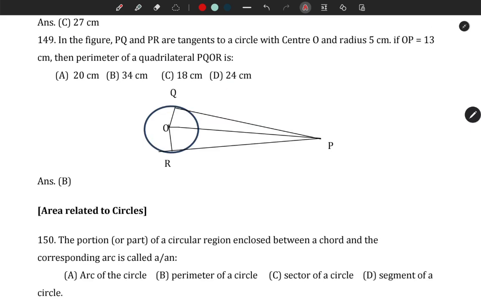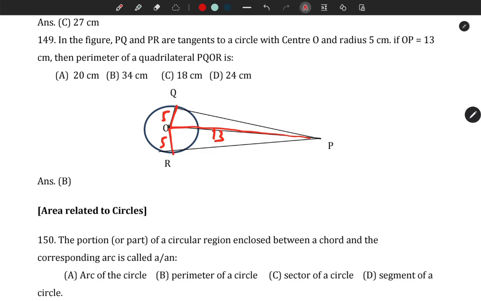Next question. In the figure, PQ and PR are tangents with center O, radius is 5 centimeters. So here this radius is 5 centimeters. This is also a radius, so it will be 5 centimeters because radii of a circle are equal. And OP is given to be 13 centimeters, so this is 13.